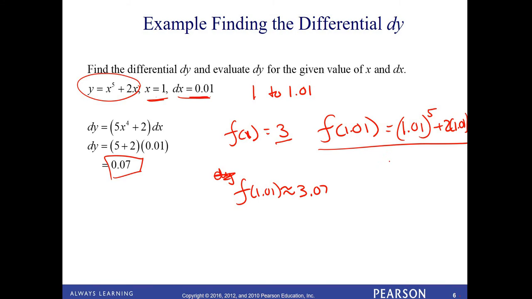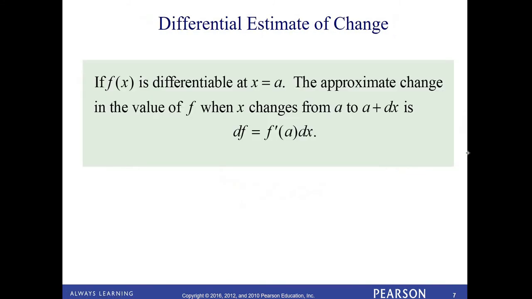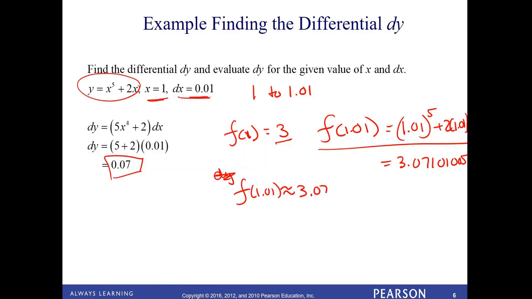The actual function, if I used my calculator over here, is 3.07101005. So again, another way to look at finding a small change from one point to another, going from 1 to 1.01, I take the differential dy, calculated at a change of 0.01 from my original function.